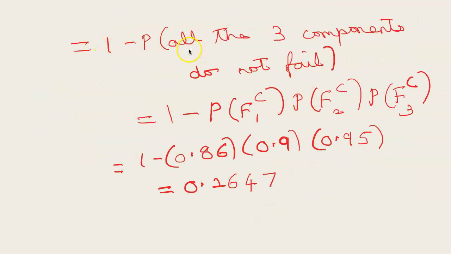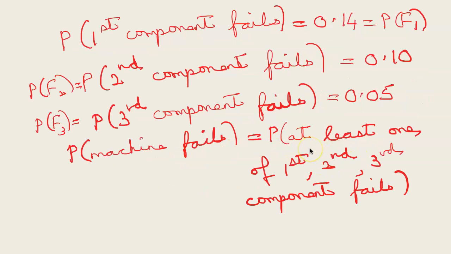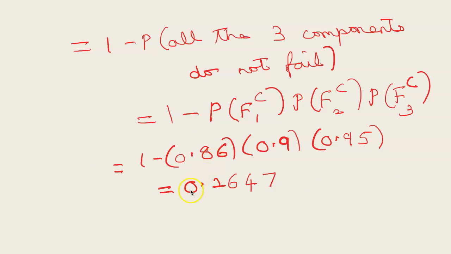That is 1 minus probability that all the three components do not fail. That is 1 minus probability of F1 complement into probability of F2 complement into probability of F3 complement, because all three are independent. That's why we multiply. So it is 1 minus, complement of probability of F1 is 0.86 into 0.9 into 0.95. How do we get that? Probability of F2 complement is 0.9. Probability of F3 complement is 0.95. So you get the final answer as 0.2647.